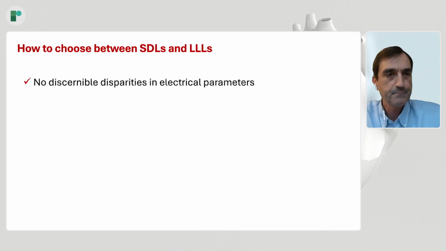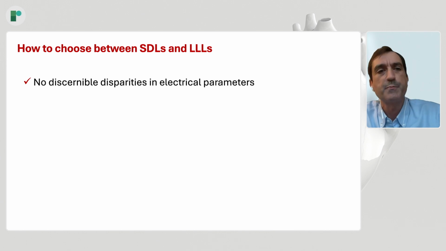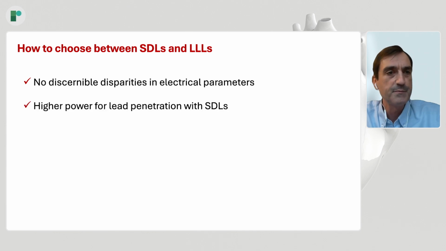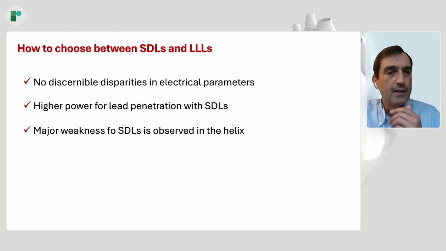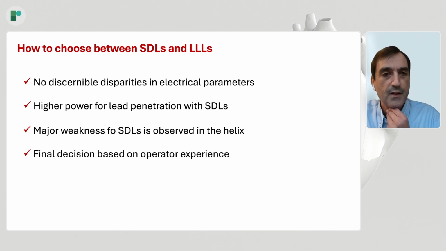So the question is how to choose between stylet-driven leads and lumenless leads. We don't have a definitive answer to this question, but we know that there are no discernible disparities in the electrical parameters between both lead types. We know that we have higher power for lead penetration with the stylet-driven leads. And we also know that the major weakness of stylet-driven leads is observed in the helix, as we mentioned before. So the final decision should be based basically on the operator experience.